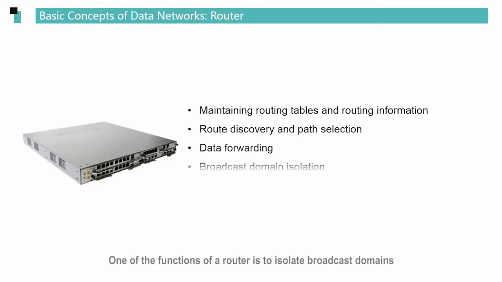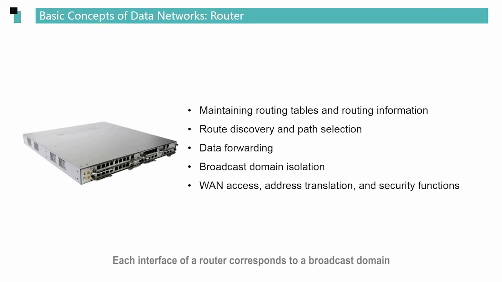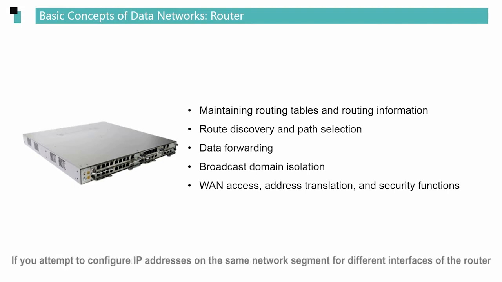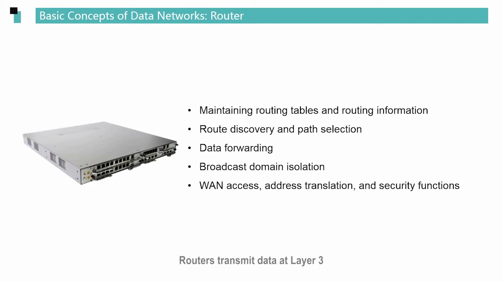One of the functions of a router is to isolate broadcast domains. Each interface of a router corresponds to a broadcast domain. Different interfaces belong to different broadcast domains and different logical subnets. If you attempt to configure IP addresses on the same network segment for different interfaces of the router, an error occurs. Routers transmit data at Layer 3. We will look at the differences between Layer 2 and Layer 3 data transmission later on. Routers also support routing protocols and maintain routing tables.